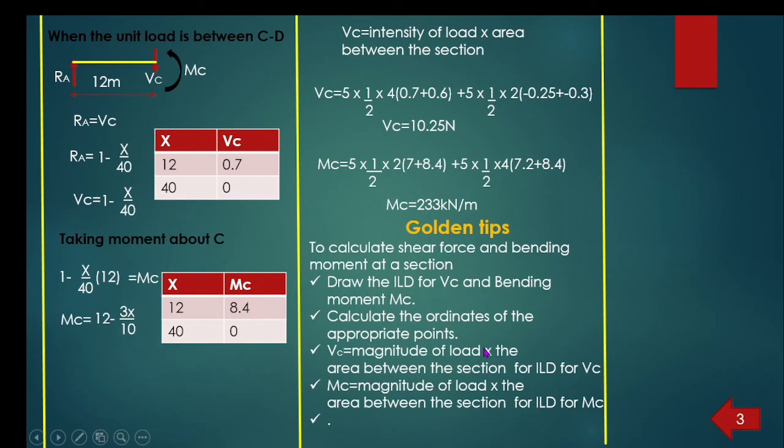Number three, to get the force at C, take the magnitude or the intensity of the load by the area in between the section for the influence line diagram for force at C. Also, to get the moment at C, you take the magnitude of the load by the area in between the section for the influence line diagram for moment at C. This is the equation for the same. So basically, go through this question. You might be surprised that you can get this kind of question in an examination, and it's very easy for you to scoop all the marks.